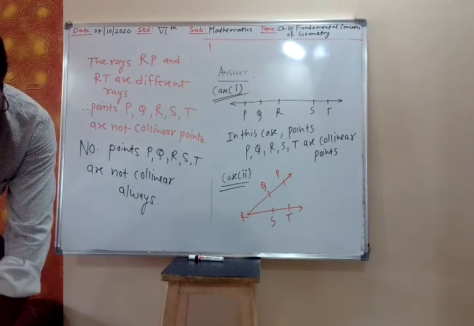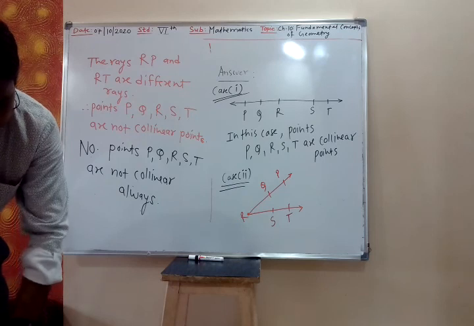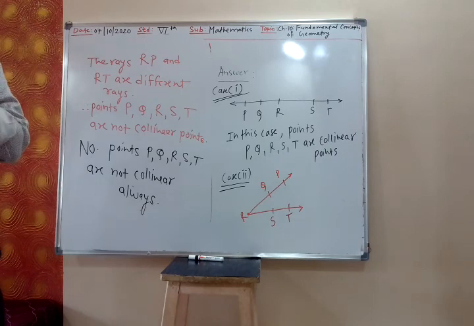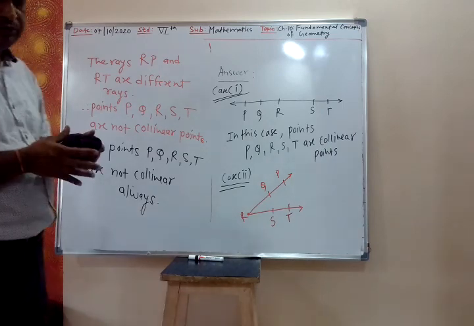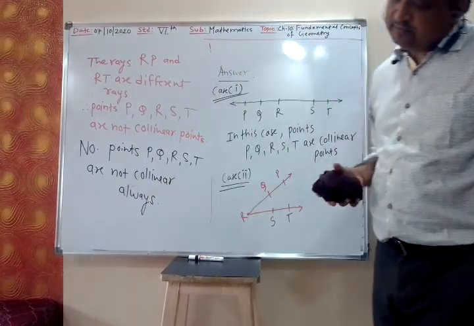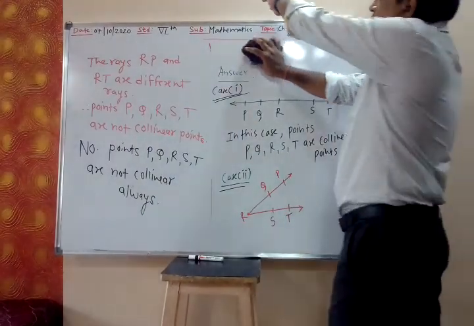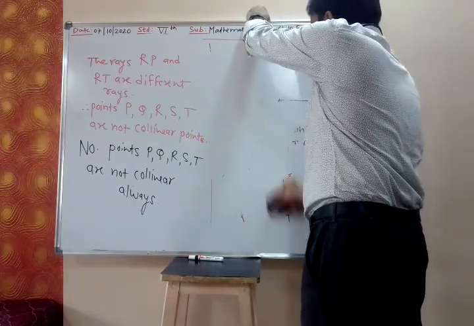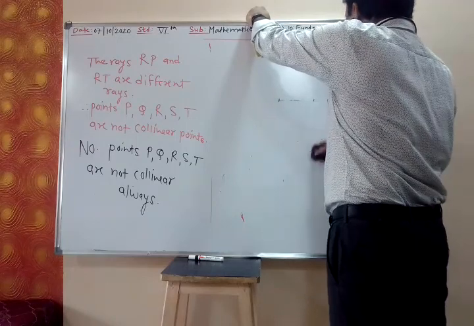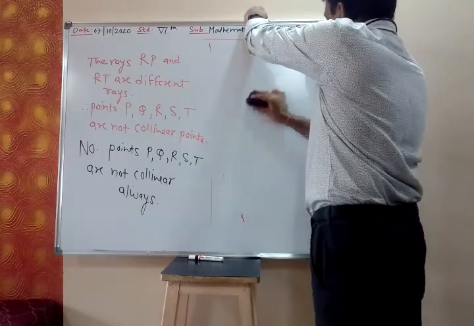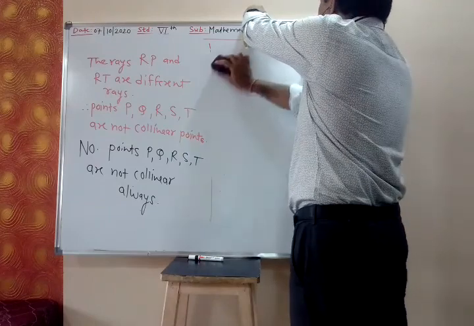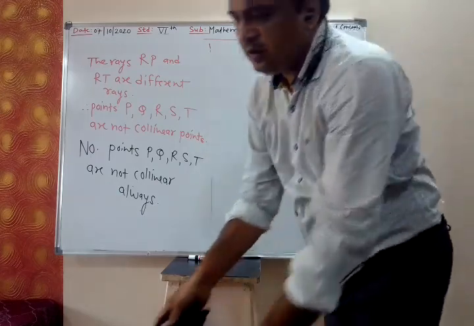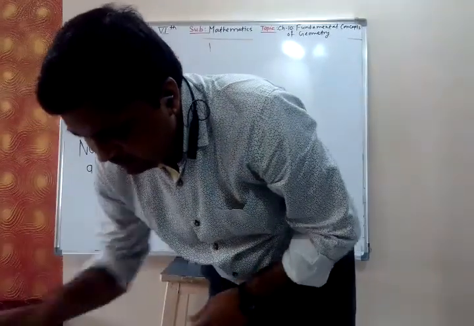Now, one minute, we'll see. Now we have to see concurrent lines. We have to see the definition of concurrent lines. Collinear points mean all the points lie on one single line.